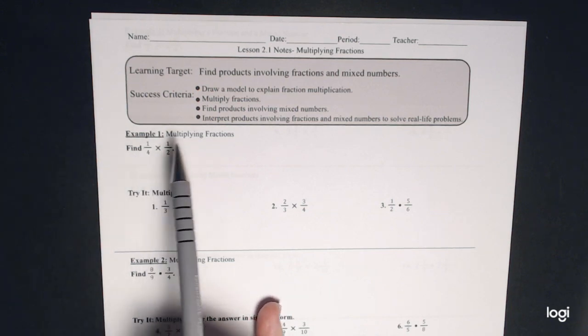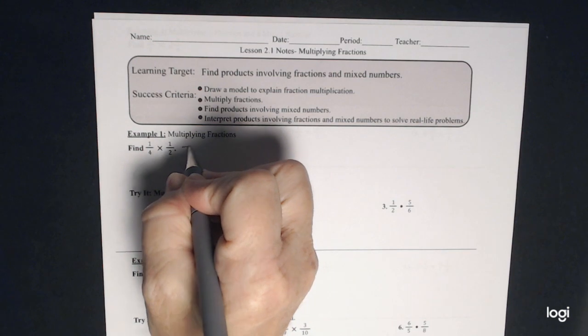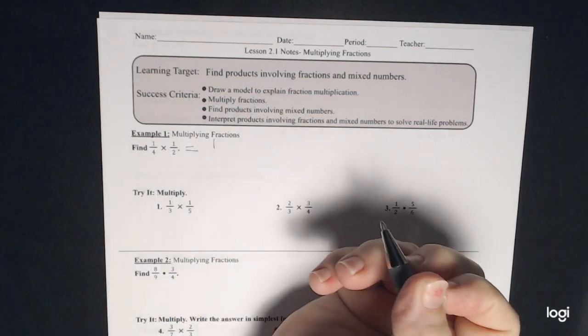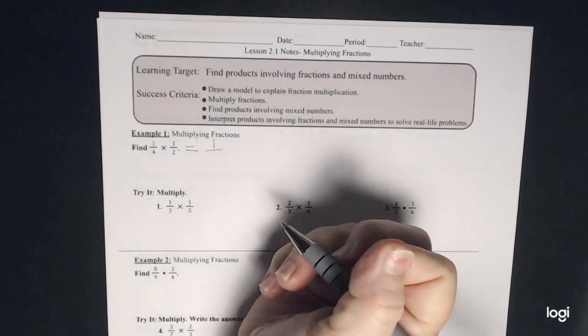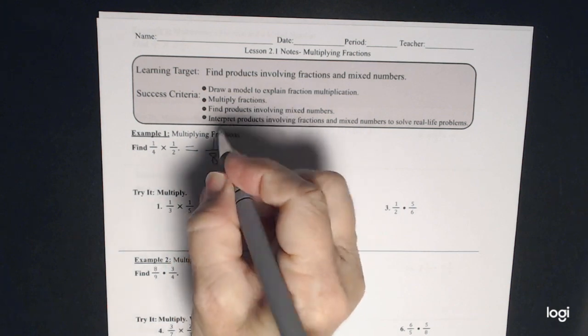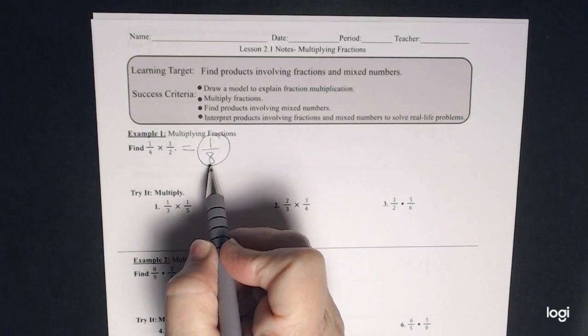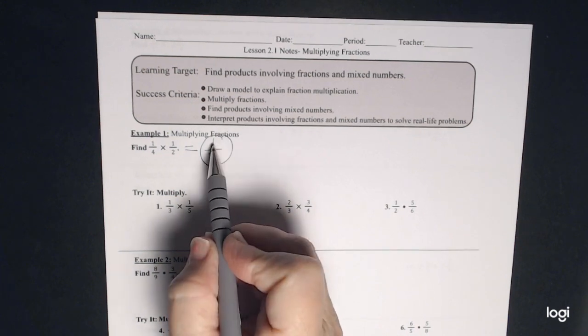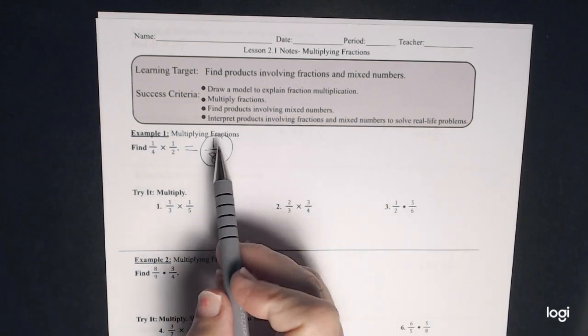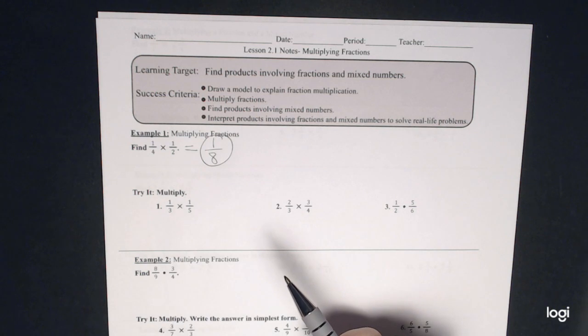So if we multiply, we've practiced this in our Math 5 a day. We multiply across the top, 1 times 1 is 1, and we multiply across the bottom, 4 times 2 is 8. So our final answer is 1/8. We cannot simplify this because we have 1 on the top, which we know is a prime number. It will not go any smaller.